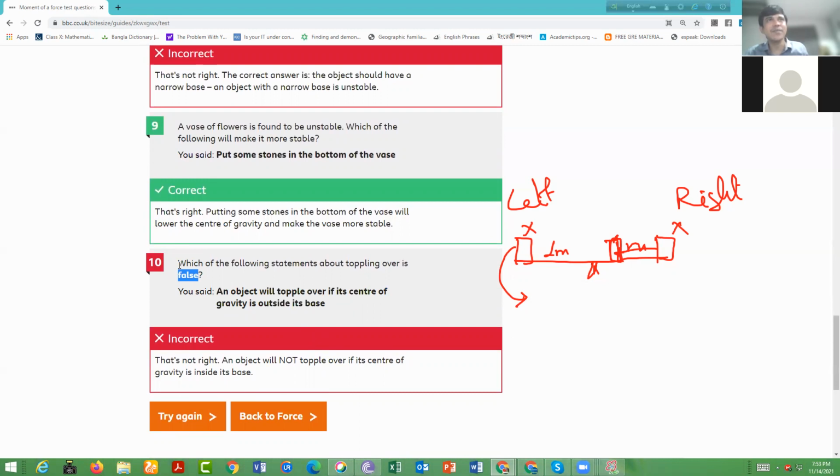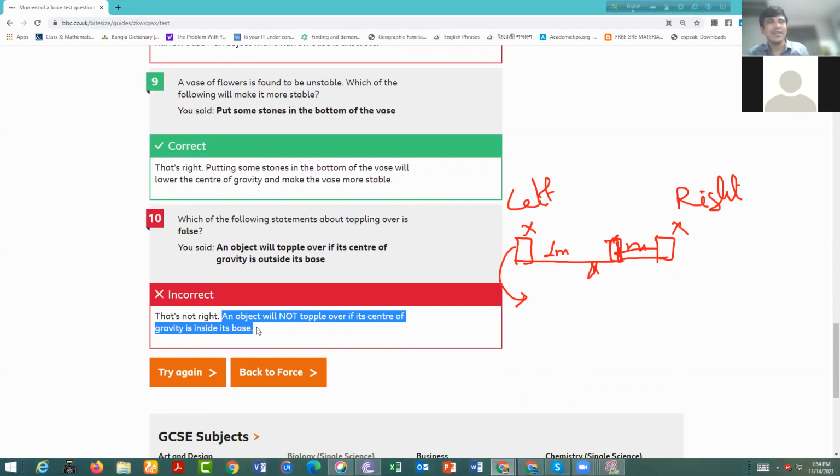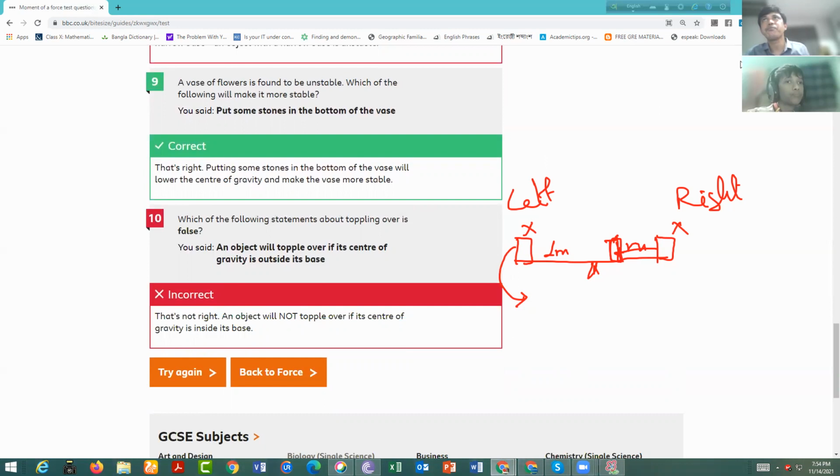Which of the following statements about toppling over? If the question ended there, your answer would be right. Since it says false, you need to check the question properly. False means which is not correct, and that will be the correct answer. The object will not topple over if its center of gravity is inside its base. That means it is the wrong answer. That's a correct answer. Got this point?